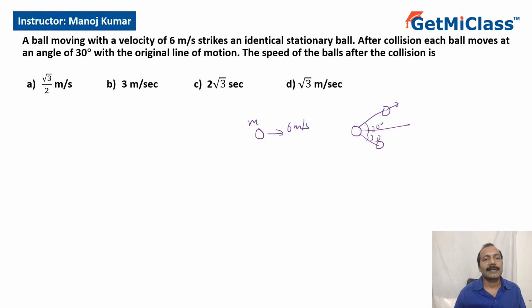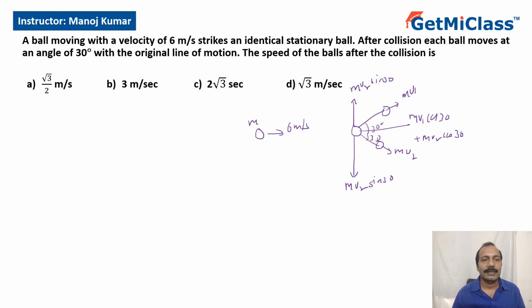Now let's say it is having momentum mv. This will also have momentum mv because they're moving at the same angle, otherwise we'll take it as mv1 and let's say this is mv2. If this is 30 degrees, this will be mv2 sin 30 and this would be mv1 sin 30. Similarly, this side it will be mv1 cos 30 plus mv2 cos 30. So we have found the horizontal and vertical components of the momentum after collision.